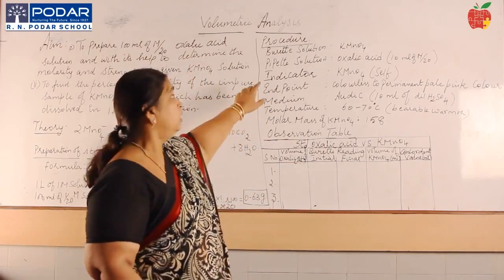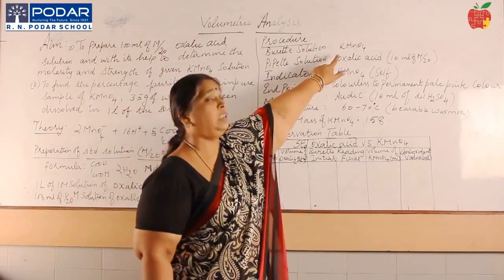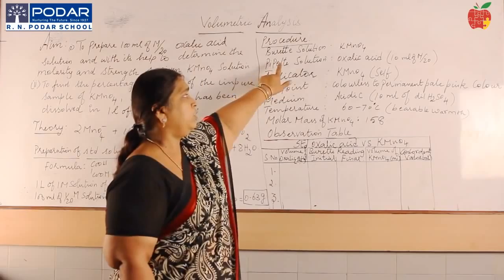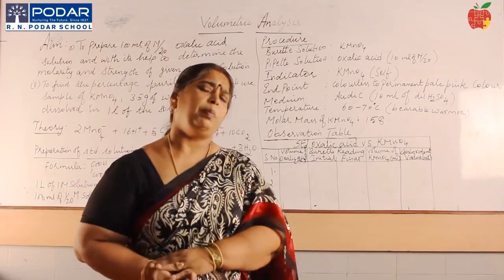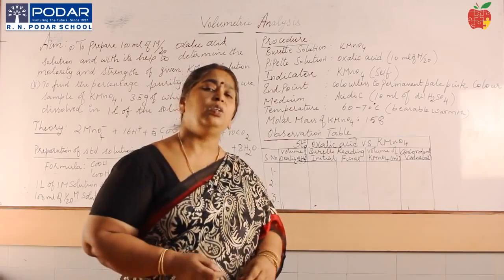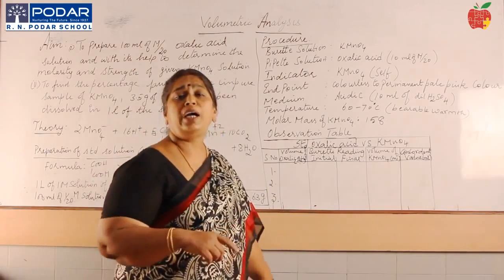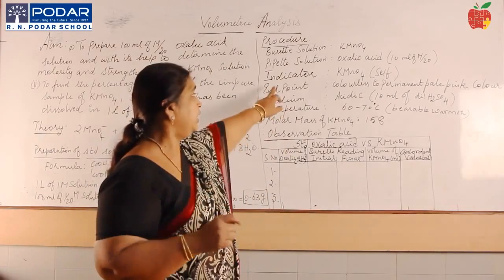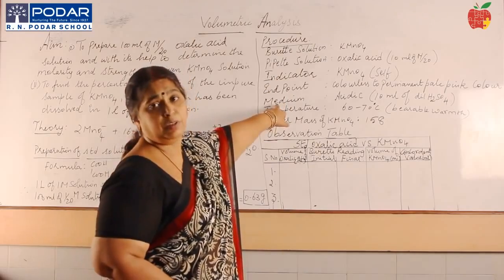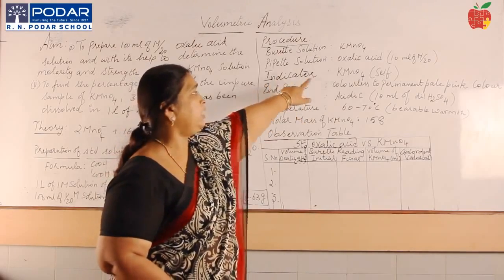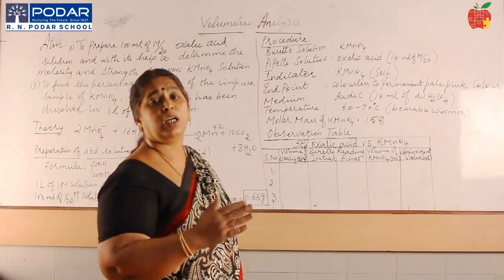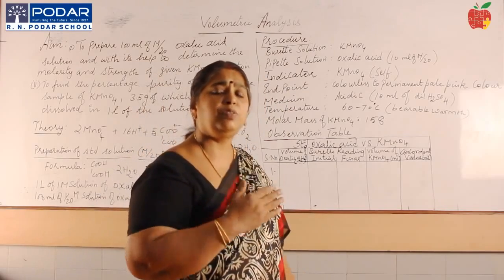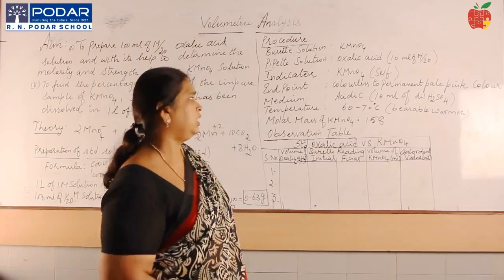So just write that. In the burette, you will be taking the permanganate solution. The pipette solution will be your oxalic acid, which you have made in the standard flask. From that you will pipette out 10 ml into the clean conical flask, and do not forget to add what? Dilute sulfuric acid, that is your medium, which is acidic. The indicator will be the KMnO4. It is a self indicator because, due to the change in oxidation state, there is a color change as well.